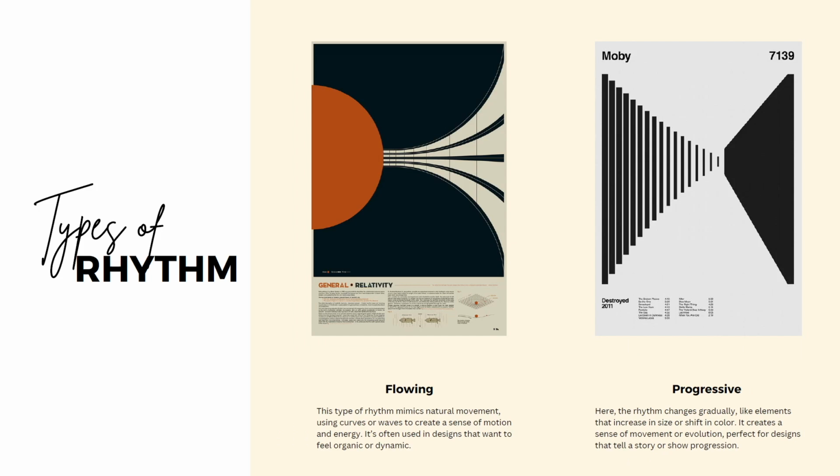The flowing rhythm is one that imitates or mimics natural movement. It's going to use curves or waves to create some sort of sense of motion and energy. And this is often used in designs that you may want to feel a little bit more organic, a little bit more dynamic. The progressive is going to be a rhythm that's going to visually change gradually. So maybe they're going to increase in size or shift in color. It's going to create this sense of movement or evolution, and it's perfect for designs that show progression or that tell some sort of story.